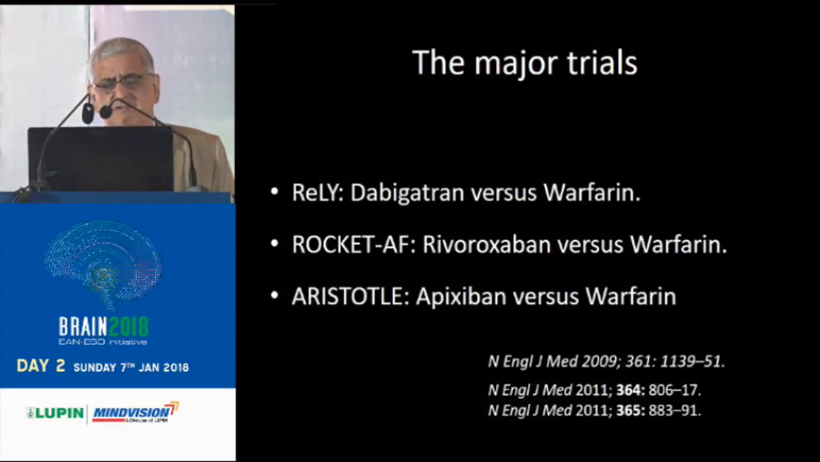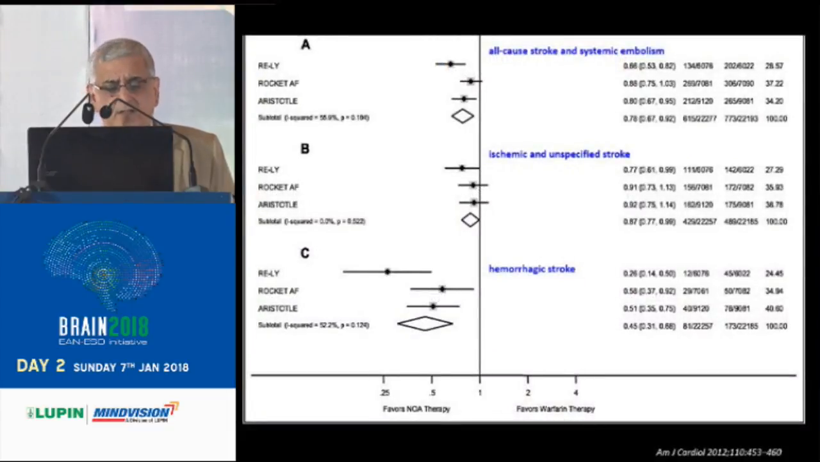And by and large, if you see their combined effect, they cause a better prevention of all stroke and systemic embolism, as you can see on this side of the line. They cause a better reduction in ischemic and unspecified stroke, and even their intracranial hemorrhage profile is better, with intracranial hemorrhage also being less compared to warfarin. The only thing is that the chances of GI bleed are more with rivaroxaban and with dabigatran, as you can see here.